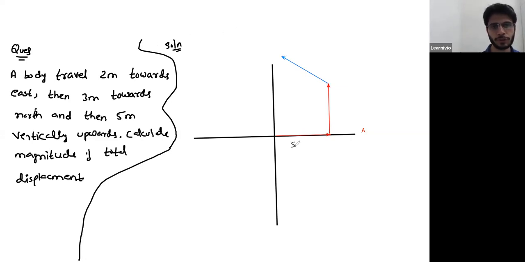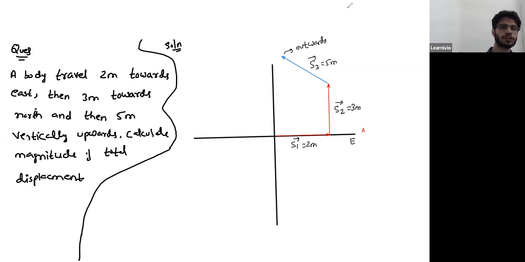So this is your S1, which is 2 meters. This is east. This is your S2, which is 3 meters, towards north. And this is your S3, which is 5 meters. It's outwards. I cannot draw the outwards direction on the screen, so I'm just drawing it here.